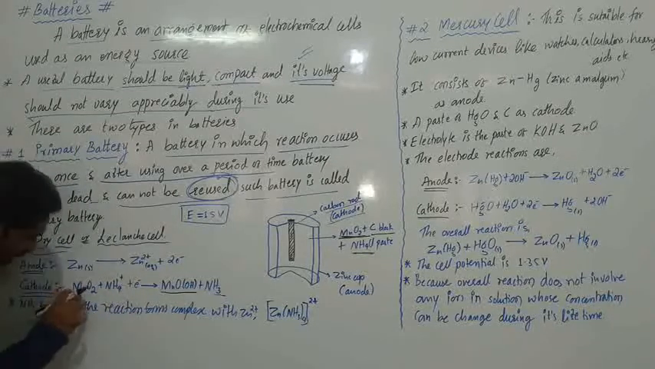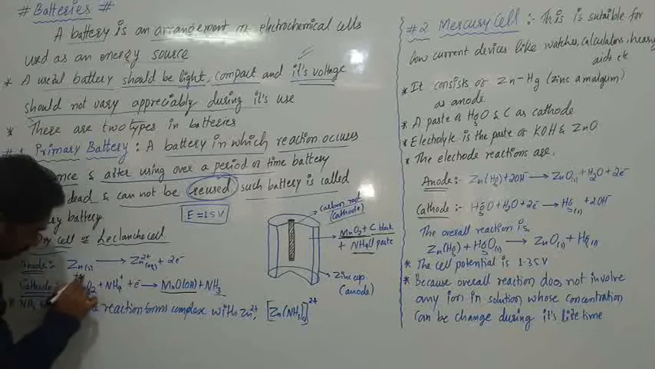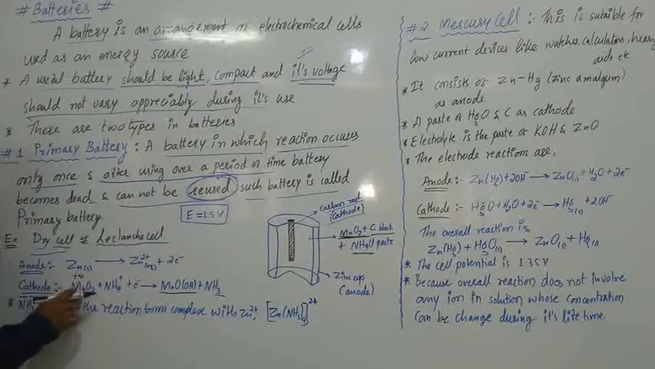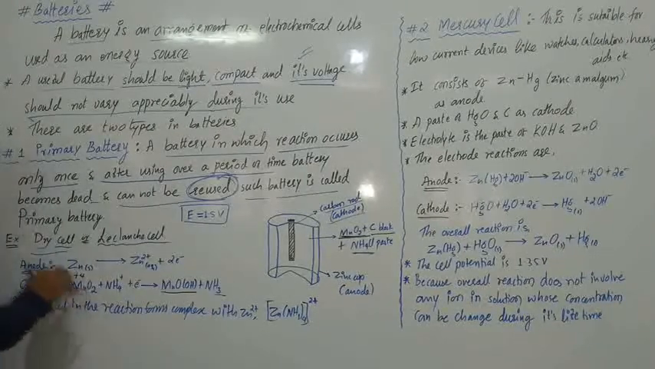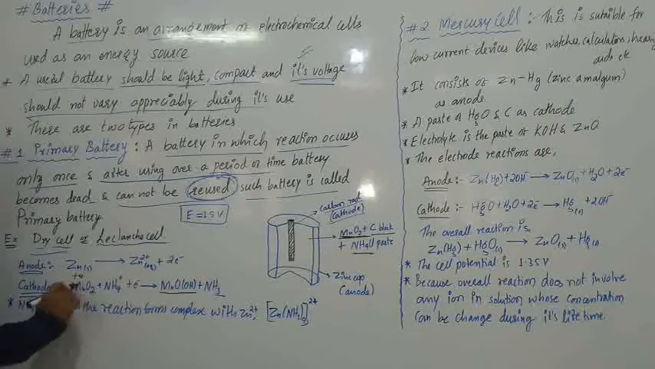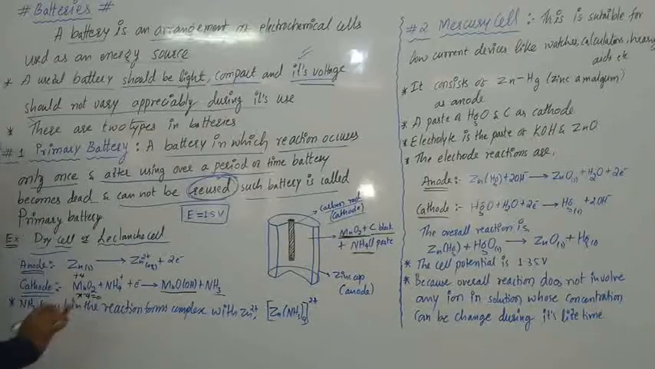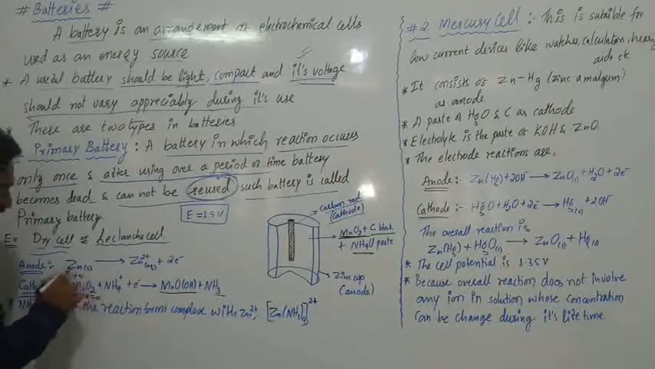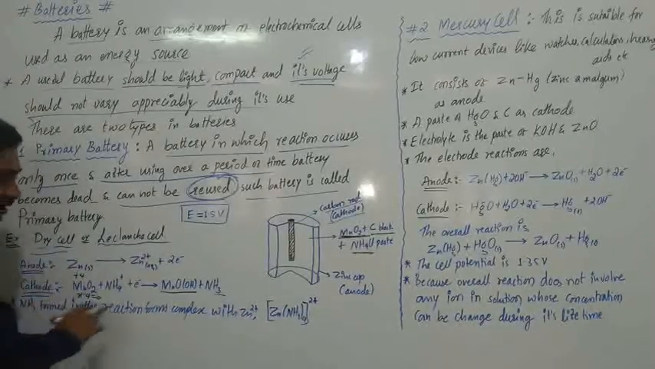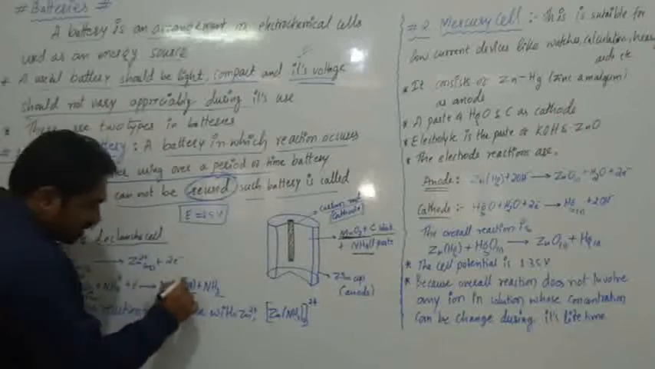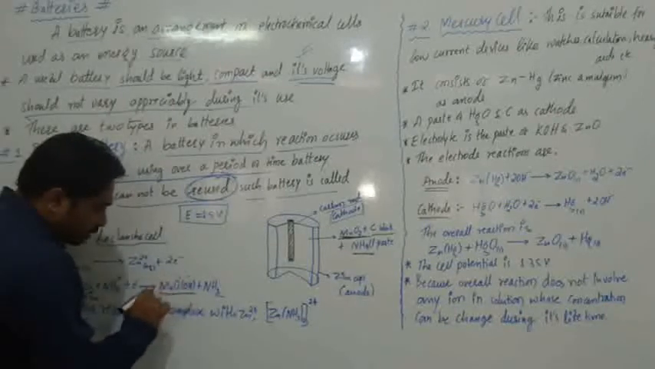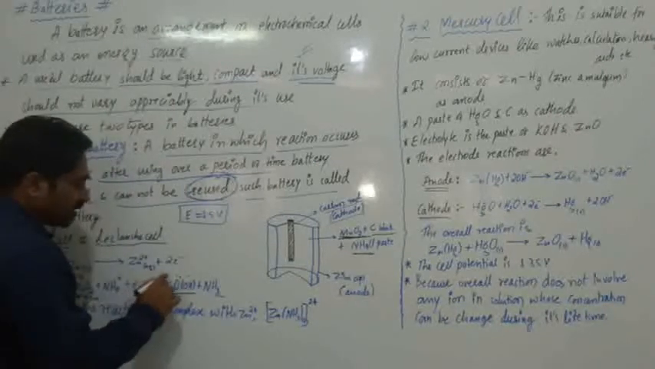The oxidation state of manganese here is +4, isn't it? How is it +4? Oxygen is always -2, so 2 times -2 is -4. X minus 4 equals 0, so X equals +4. So the oxidation state of manganese is +4. Here, what is the oxidation state? OH is -1, oxygen is -2. So obviously this is +3.